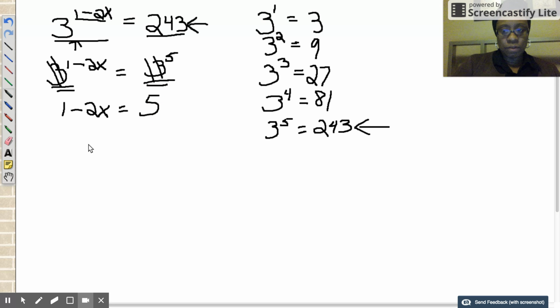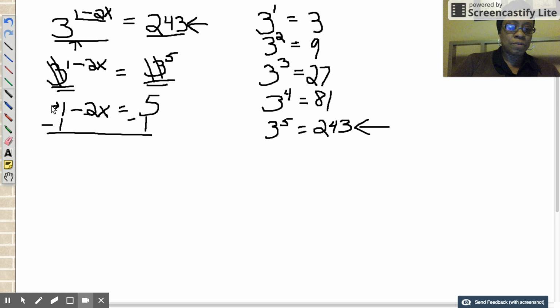Okay, now what are we going to do after that? Well, we're going to use good old-fashioned algebra, okay? Now, at this point, I'm going to assume that you know how to isolate x, okay? So I'm going to get the 1 and the negative 2x away from the x, okay? I mean the negative 2 away from the x. So first thing I want to do is get this 1 away. So because I have a positive 1 here, I'm going to subtract 1 from both sides.